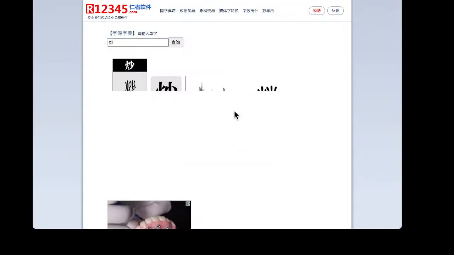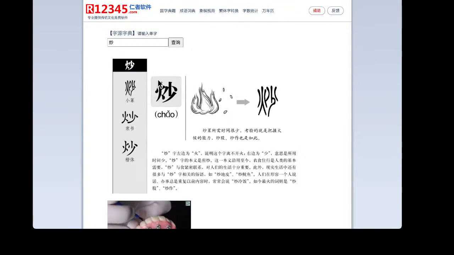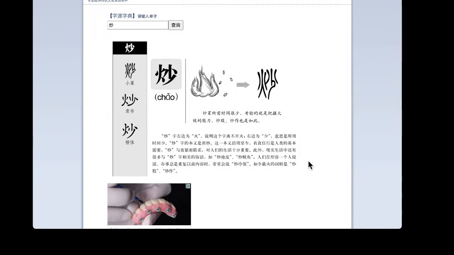Okay, so let's take a look at the character. This one, fire radical, and then the character 少. Now, the reason they use 少 means that this way of cooking usually is fast. Okay, it doesn't take much time.